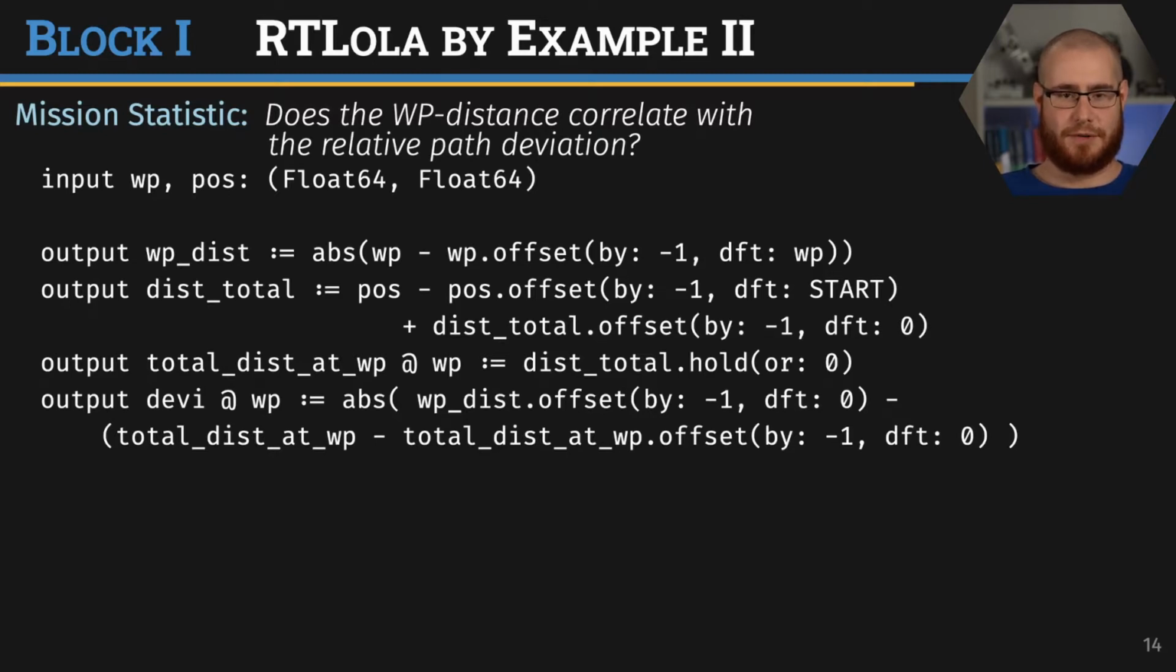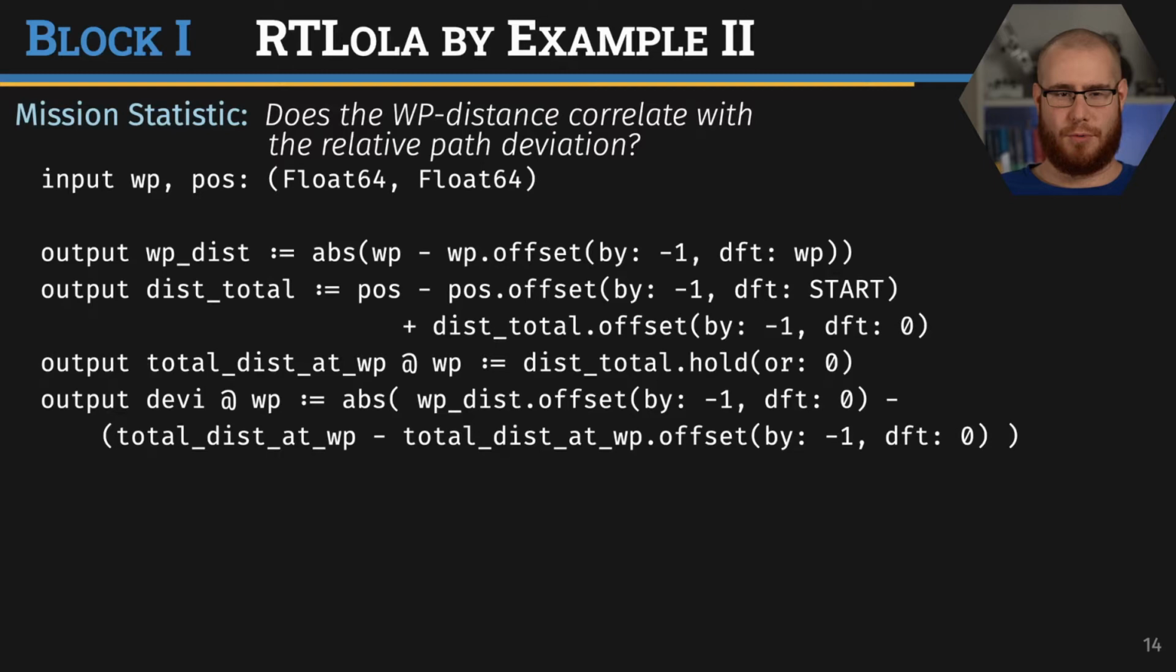And the second component of the difference here is the distance we traveled to reach the current waypoint. So for this, we take the current total distance at a waypoint that we have traveled and subtract the one we had at the last waypoint. And this is the difference in the total distance we traveled between the last waypoint and the current one. So the absolute value then gives us the deviation from the optimal flight path we had.